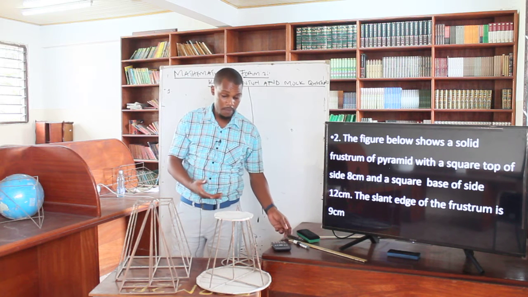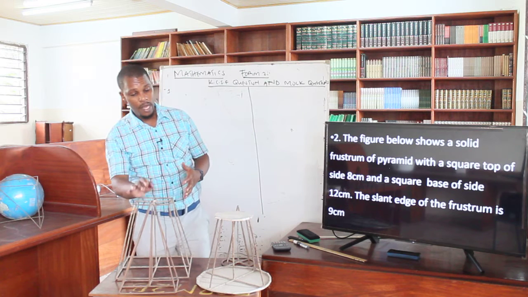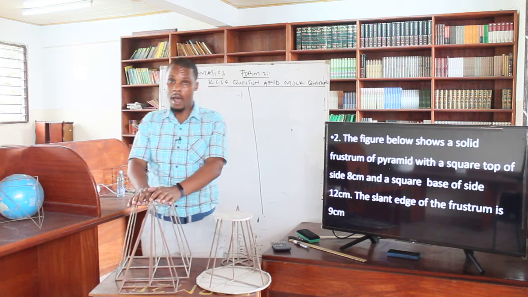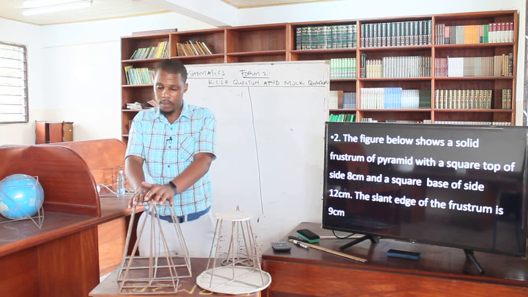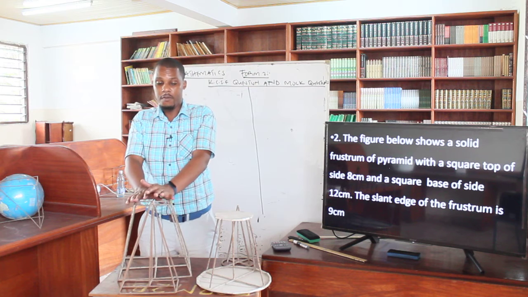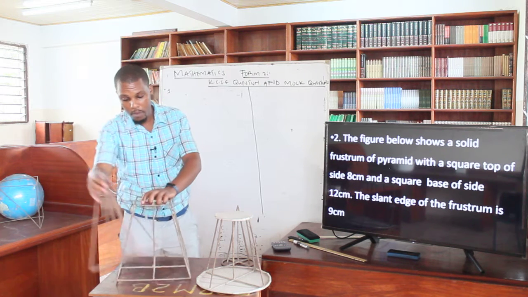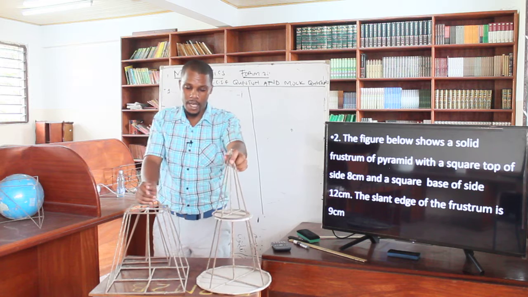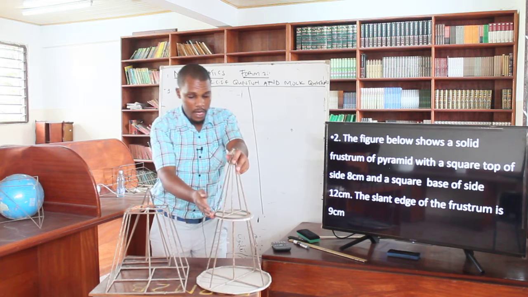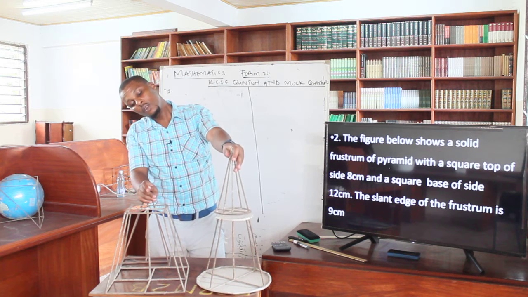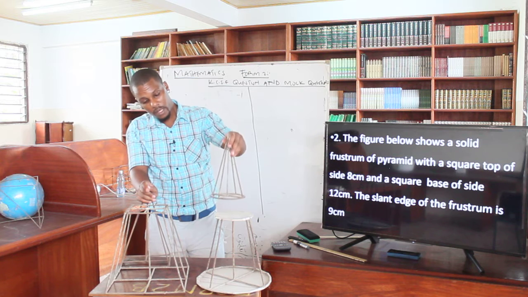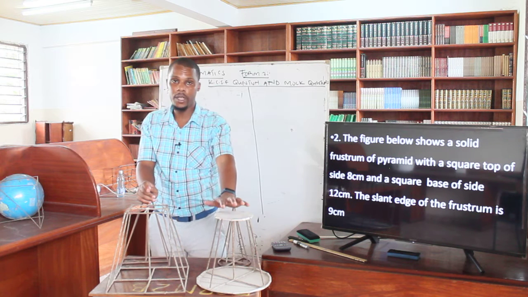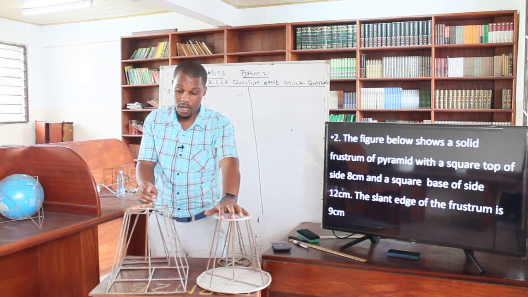And then you're going to see the frustum that is generated from the pyramid. Because we agreed that the frustum can be generated from a cone. So when it is full, that one is the cone. When you cut it here, you remove this top part, which is the smaller one. The bigger part which is remaining is the frustum generated from the cone.